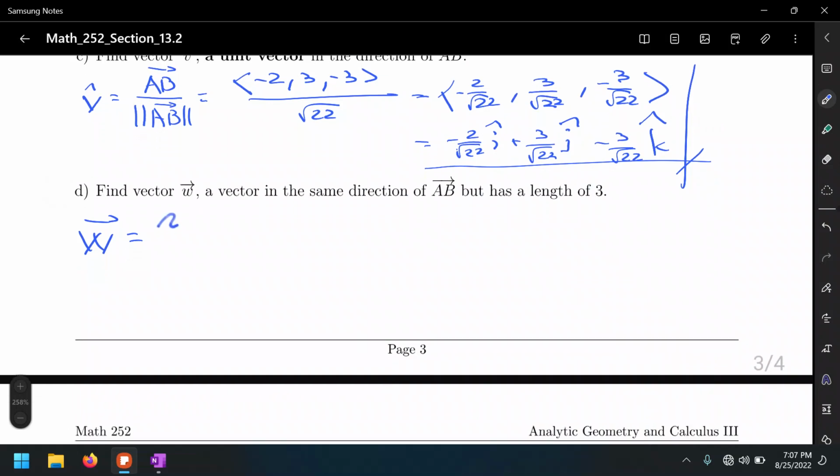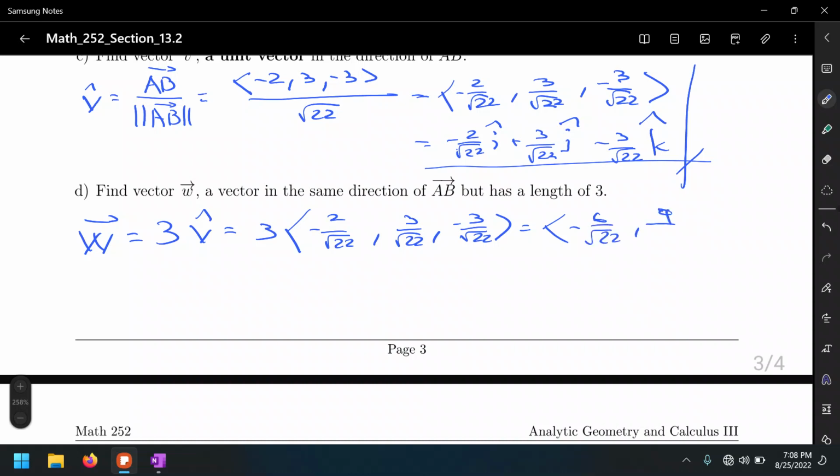So this would be 3 times the vector v, which is 3 times negative 2 over root of 22, 3 over root of 22, comma, negative 3 over root of 22. And we'll just distribute this 3 in the numerators. Negative 6 over root of 22, positive 9 over root of 22, and negative 9 over root of 22. All right?